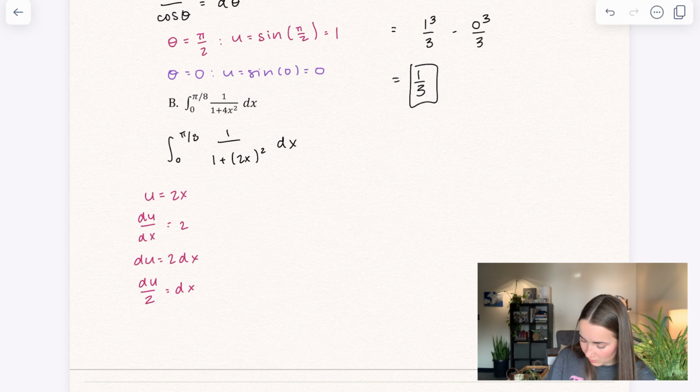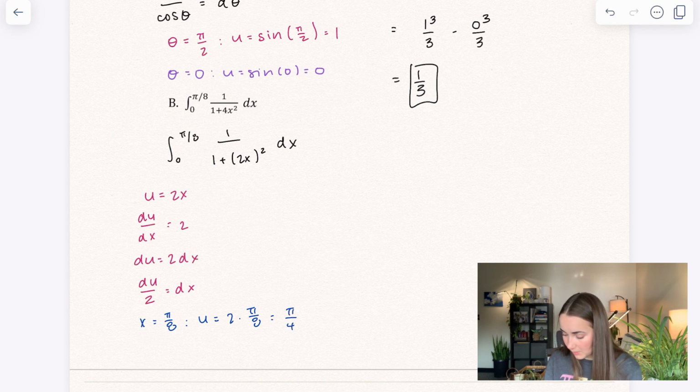Let's go ahead and change our bounds. So our upper bound is equal to pi over 8. And now we can go ahead and plug that into u. So u is equal to 2 times pi over 8, which is equal to pi over 4. So our new upper bound is going to be pi over 4. Our lower bound is equal to 0, and that's not going to change at all, right? Because we have 2 times 0, which is equal to 0. So let's go ahead and rewrite our integral.